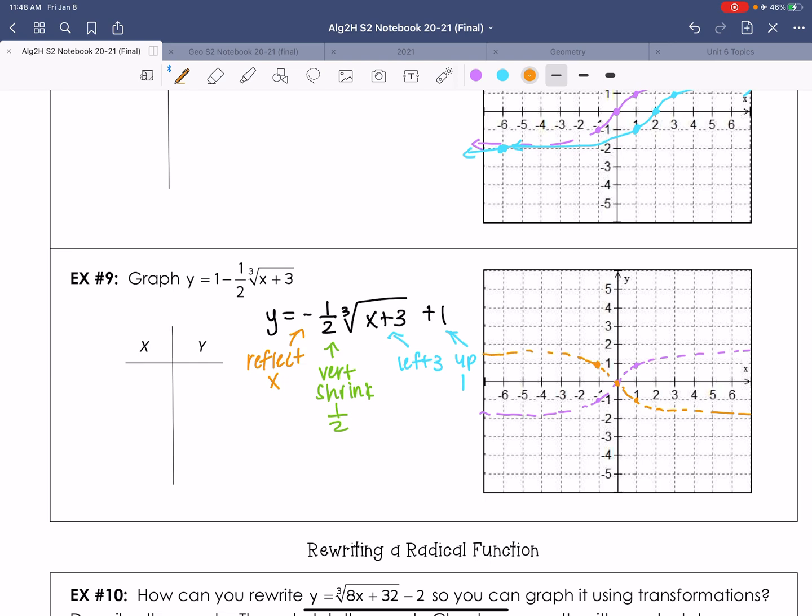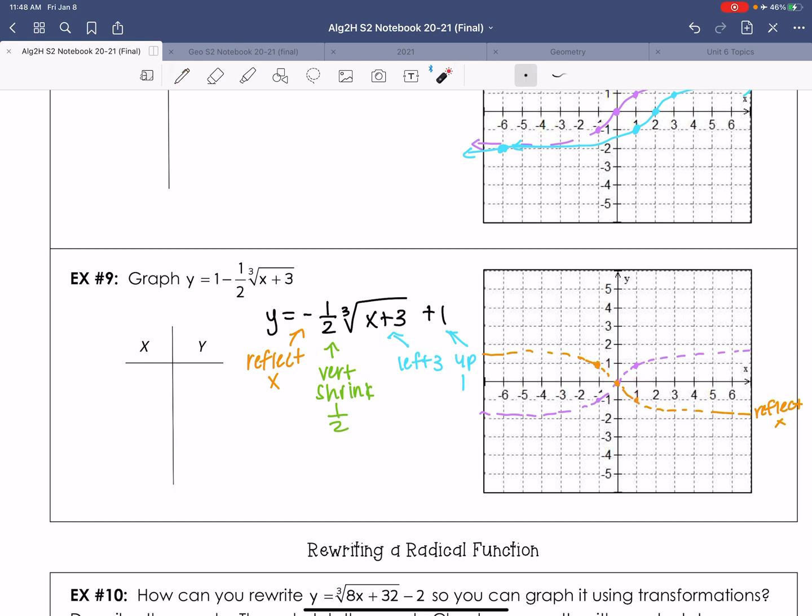Like so. And it looks like a DNA strand to me. Okay, so that's the reflection. So this is my reflect across x. Okay, now we're going to vertically shrink it.